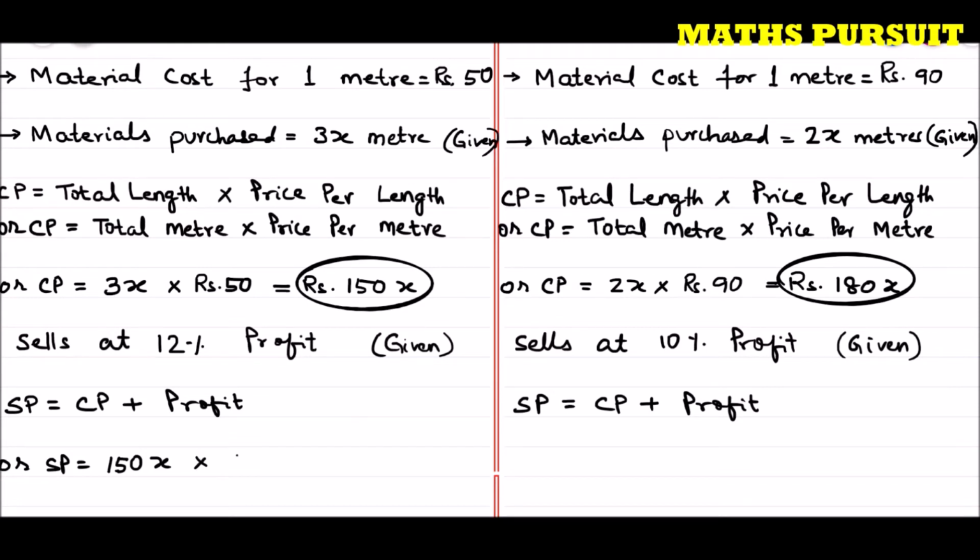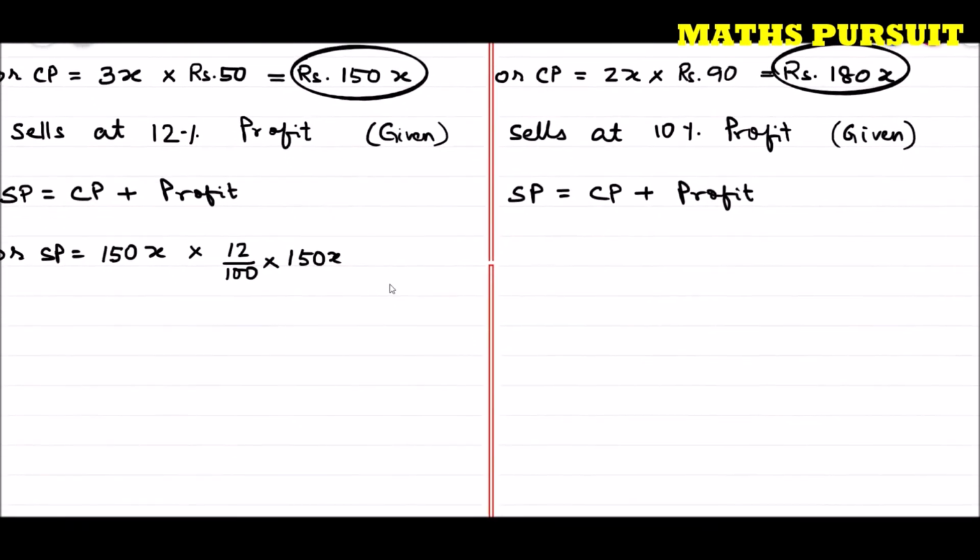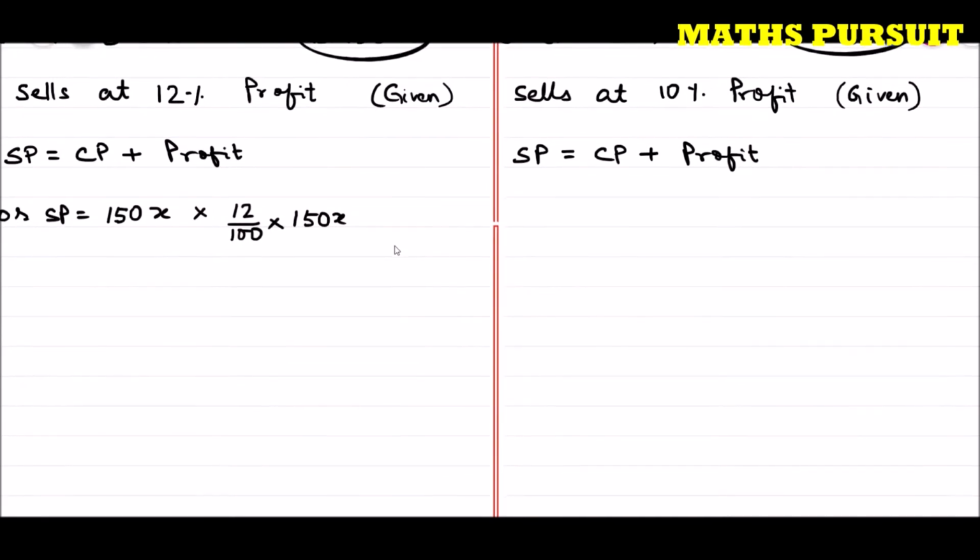That means 12% is 12 by 100 into 150x. As I told you, profit means this is the percentage of cost price. So what we got here? Selling price is equal to 150x plus 12 by 100 into 150x. That means profit is 12% of the cost price. That is what I'm calculating out.